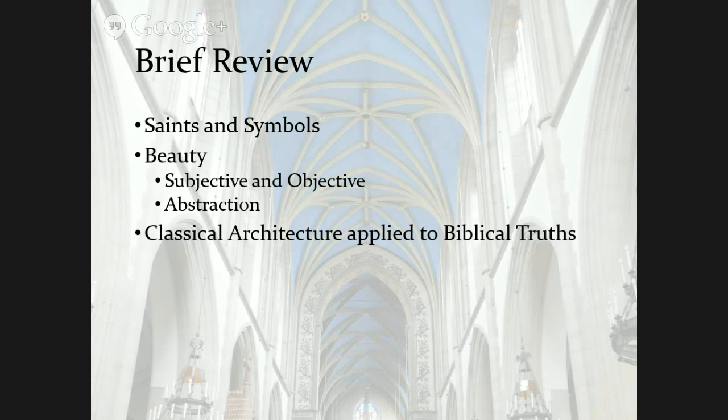And then we spent time talking about beauty. There are subjective and objective aspects to it. We talked about the proper use of abstraction. So we're going to review a little bit of that because it's going to help us move into the transition between this classical approach to art and architecture versus what happened through the movement of modernism.